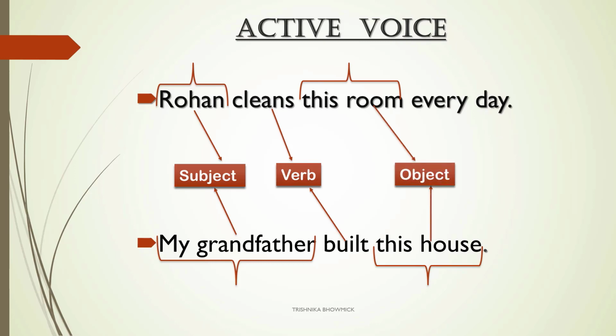So why do these two sentences say that it is written in active voice? Because in these two sentences, the subject does something, or in other words, the subjects are the doer of the action. In the first sentence, Rohan does something. Rohan cleans this room. And the second sentence, my grandfather built this house. Okay.